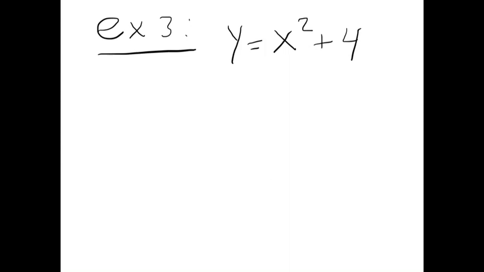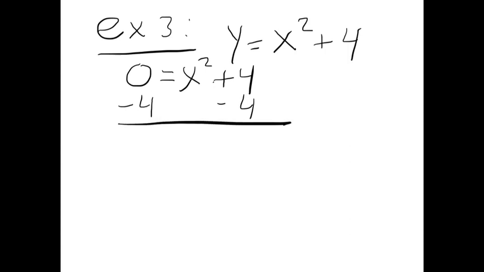Another example is going to illustrate what can go wrong sometimes. There are situations where, when you do the math out, you come to a contradiction. We'll see what that looks like here. If we have 0 equals x squared plus 4, we're going to subtract 4 from both sides, giving us negative 4 equals x squared.